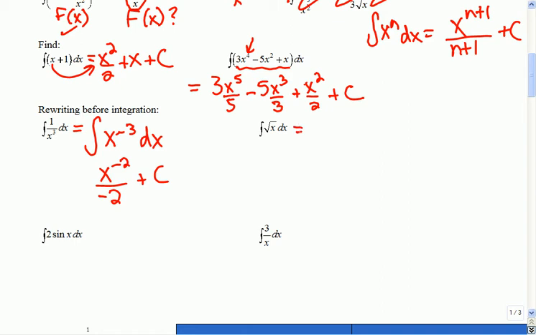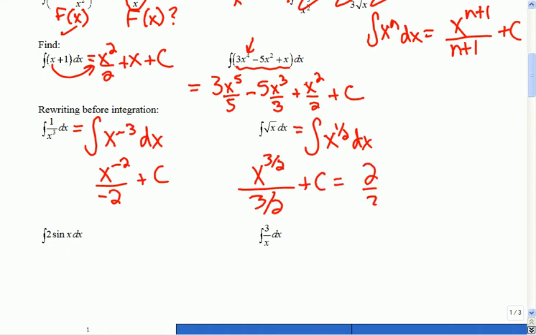And then again, this one here, we'd probably do the same thing. We'd rewrite it as x to the one half. And then at this point, hopefully the fractions are not the issue here for you. So 1 higher would be x to the 3 halves. Divide by 3 halves. Now, dividing by 3 halves, that's the same thing as multiplying by 2/3. So this is most likely the way we'd want our final answer.